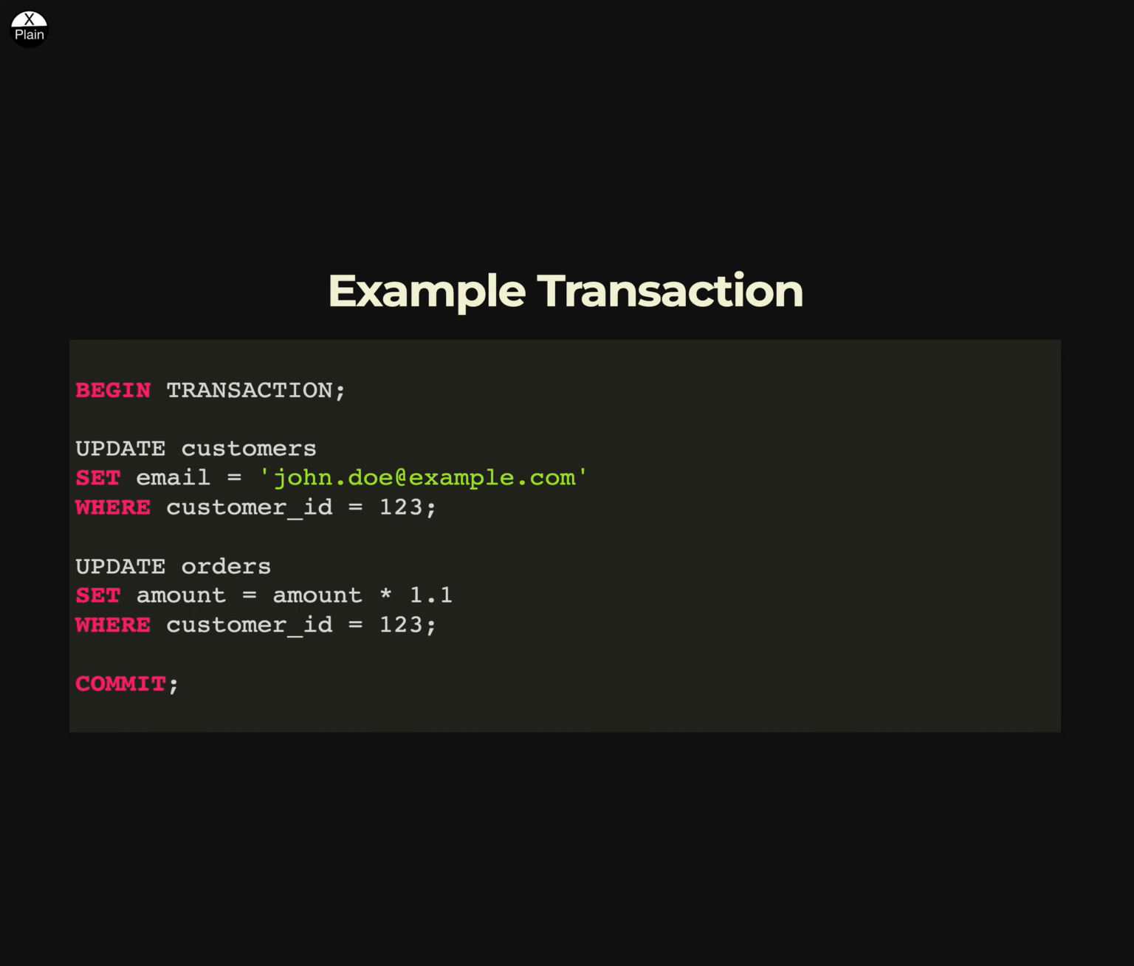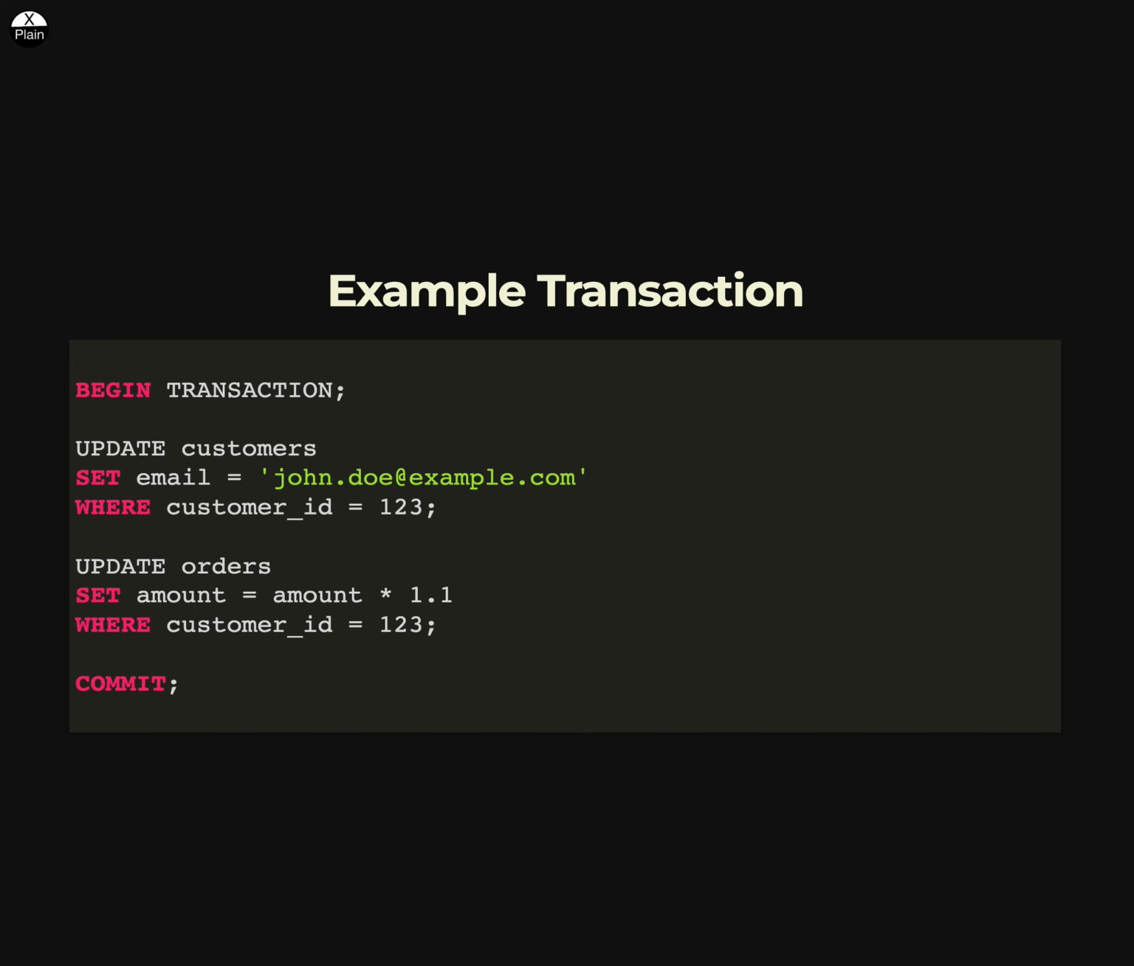In SQL, you can use the BEGIN TRANSACTION, COMMIT and ROLLBACK statements to control transactions. Here is an example of using transactions in SQL. This example begins a transaction, updates the email for a customer with a customer ID of 123 in the customers table, and then updates the amount for all orders for that customer in the orders table by increasing it by 10%. Finally, it commits the transaction, making the changes permanent.